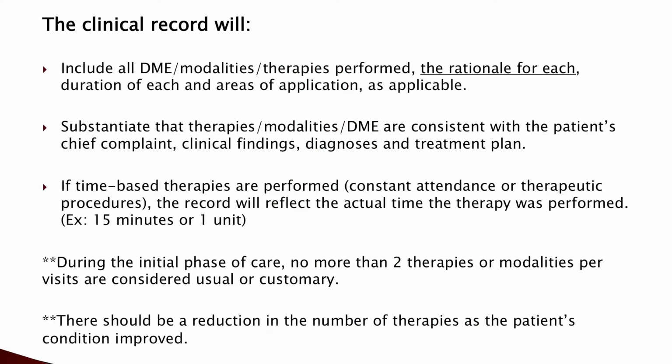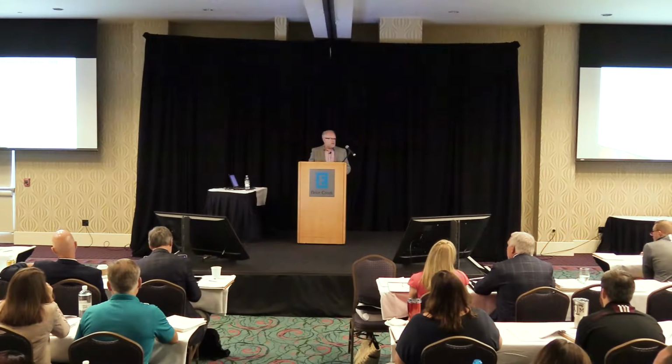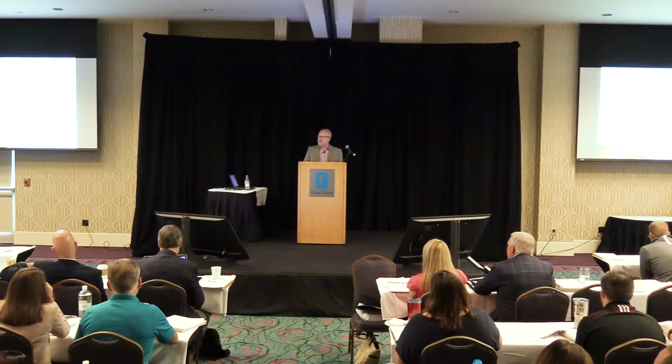During the initial phase of care, no more than 2 therapies or modalities per visit are considered usual or customary, and there should be a reduction in the number of therapies as the patient's condition improves. So you may add things. You may start out with stim and ice to begin with. Maybe you're going to go to intersegmental traction, maybe ultrasound, maybe laser, whatever it might be. You're going to add those things, just explain those things along the way.